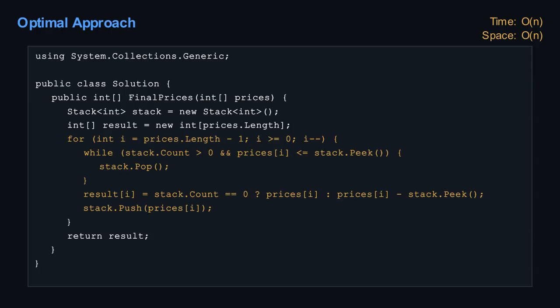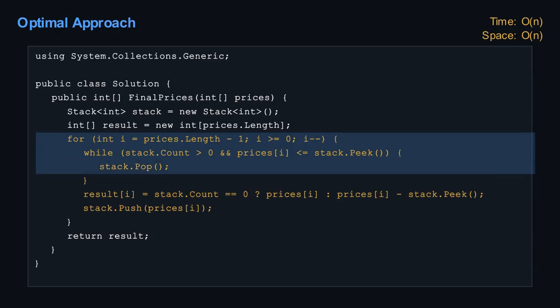a monotonic stack. We can process the prices from right to left. As we iterate backwards, we maintain a stack of prices that are in increasing order. When considering prices[i], we pop elements from the top of the stack that are greater than prices[i]. These popped elements cannot be the next smaller element for prices[i], or any element to its left.